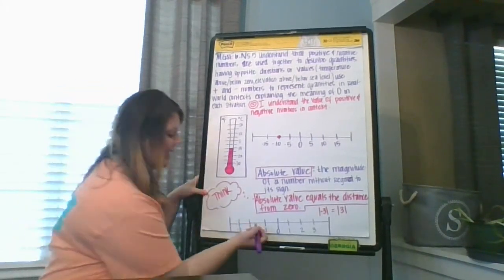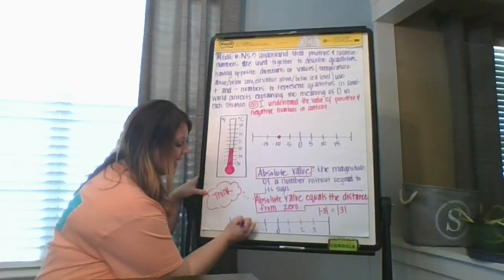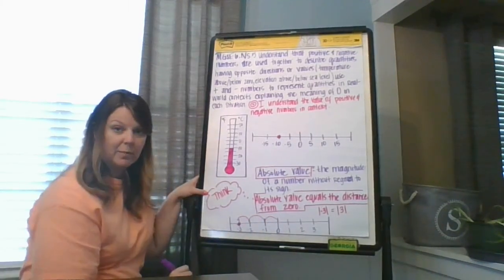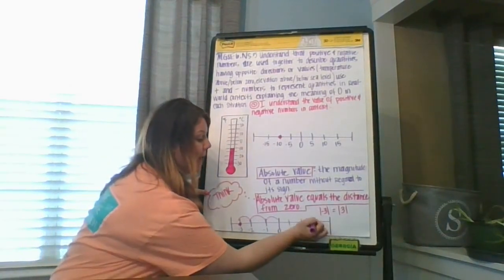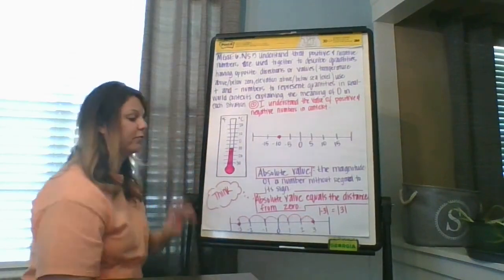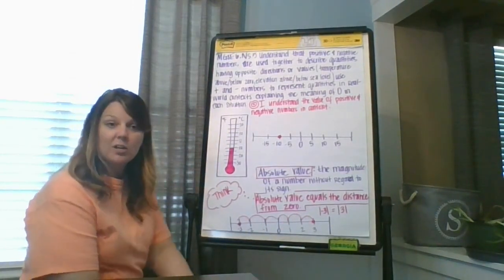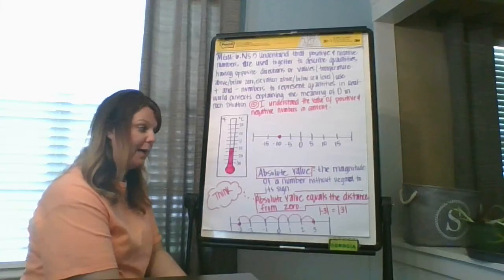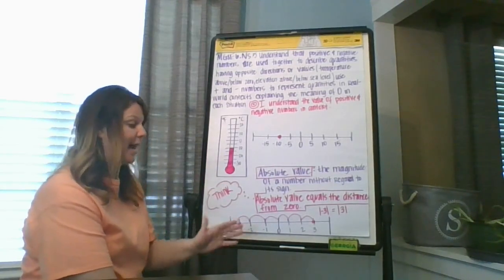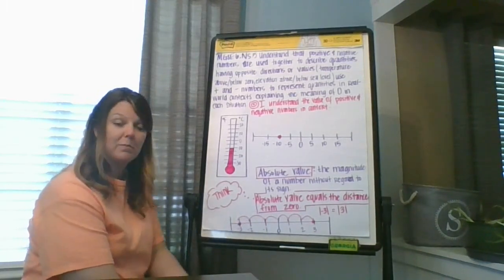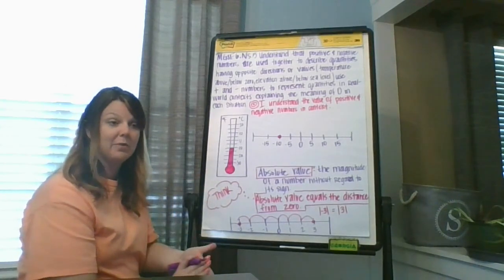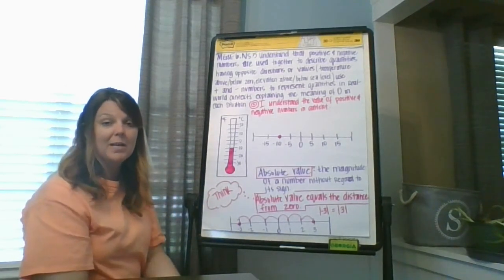So on a number line, if I was to plot negative 3, that is 1, 2, 3 units from zero. And if I was to plot positive 3, that is also 1, 2, 3 units from zero. So I believe in your task cards today, you're going to find a question about absolute value. Basically, this is all you need to understand, that absolute value tells you the distance from zero. So negative 3 is exactly the same number of units away from zero as a positive 3. Let me know what questions you have.